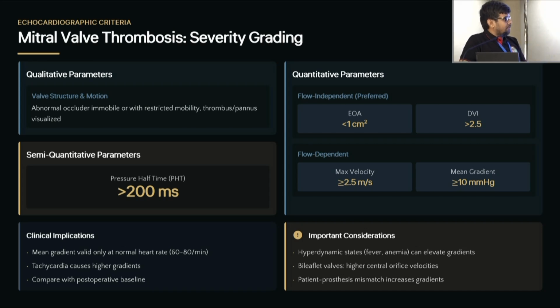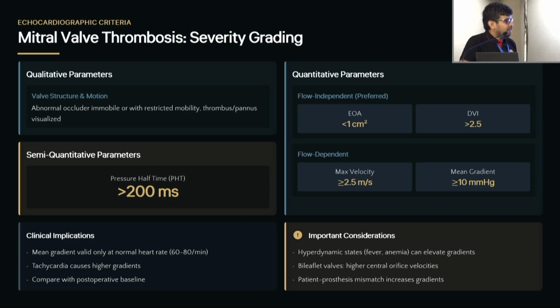And also we can look at the surface area. If the surface area is less than 1 centimeter, or the change in surface area from the baseline is more than 0.35 centimeter, we can say the patient is developing a thrombosis of the mechanical valve.